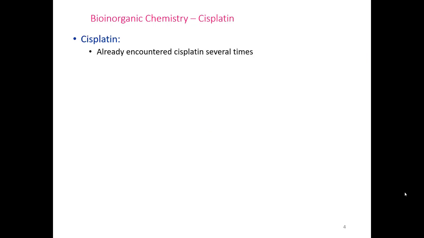Now we will move on to transition metal complexes that are used for medical applications. We will start with cisplatin, or cis-diamminedichloroplatinum(II), which we have encountered several times in this course already. You can see the structure of cisplatin right here.